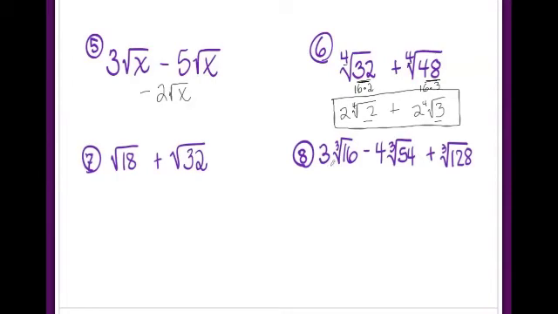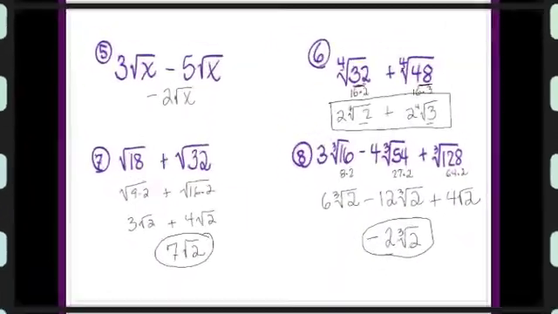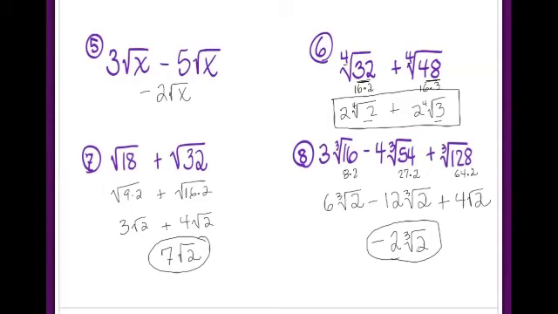You try 7 and 8, so pause the video, work the problems, and then come back and check your work. Okay, I want to talk through number 8. Again, I'm looking for perfect cubes here. So I know 8 is a perfect cube because 2 times 2 times 2 gives me 8. So I'm able to take this cube root of the 8 and get 2. So 2 times 3 gives me the 6. So I'm left with 6 cube root 2.